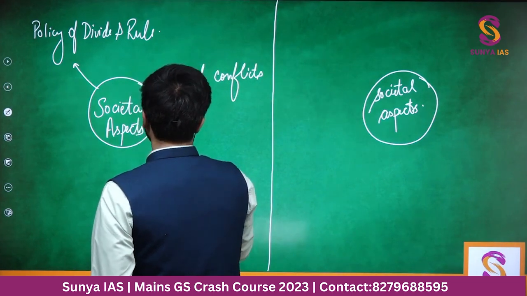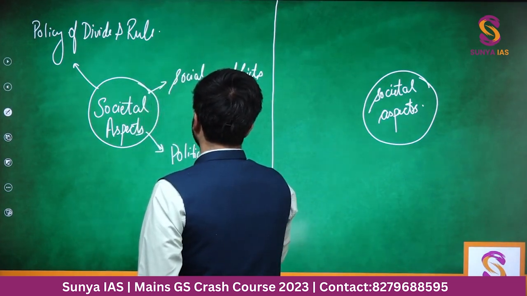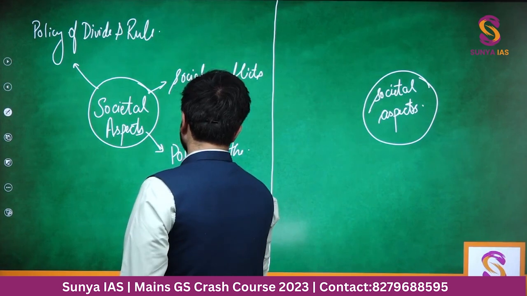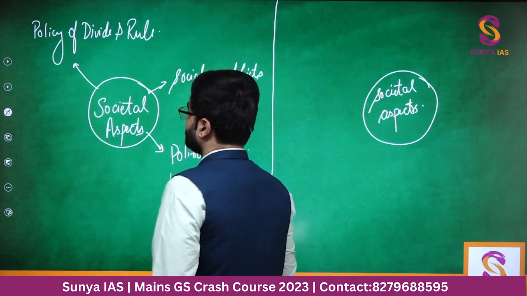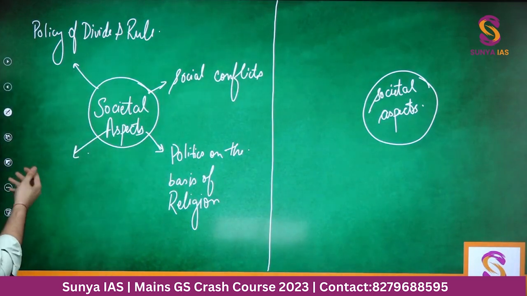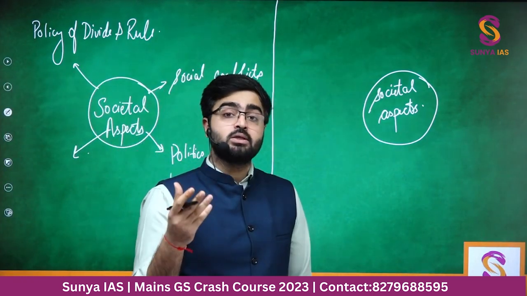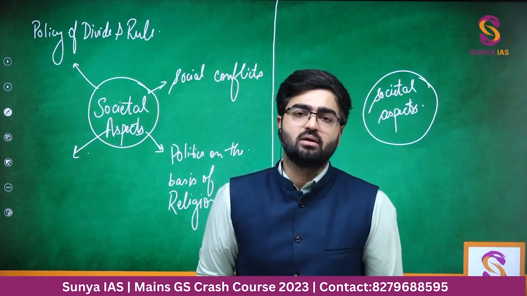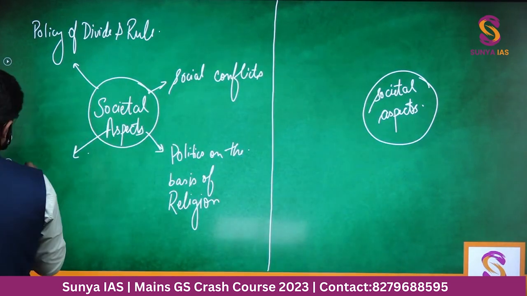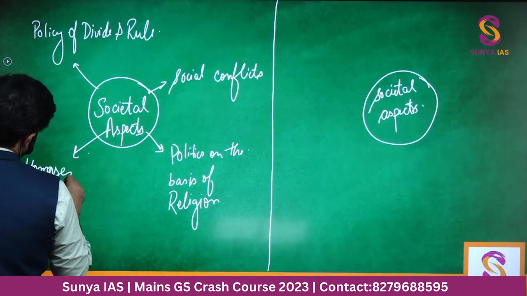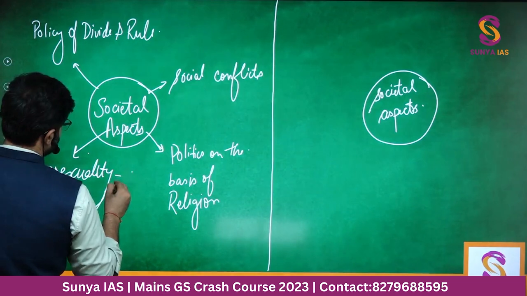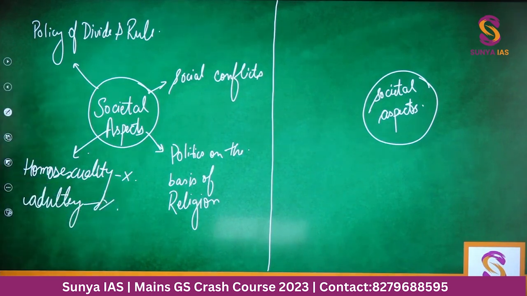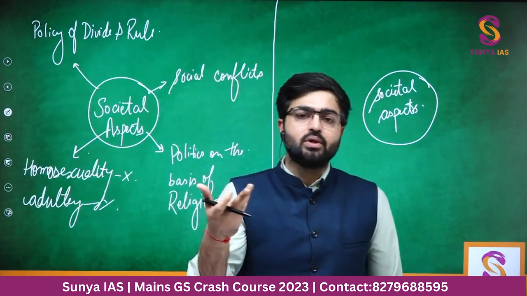The third aspect can be your politics on the basis of religion. Even in the 21st century, we are still considering things wrong which were considered wrong with respect to the Victorian mentality. Right? For example, homosexuality is still considered to be a taboo. Adultery till recently was also considered a taboo. This is nothing but the continuation of the British legacy.